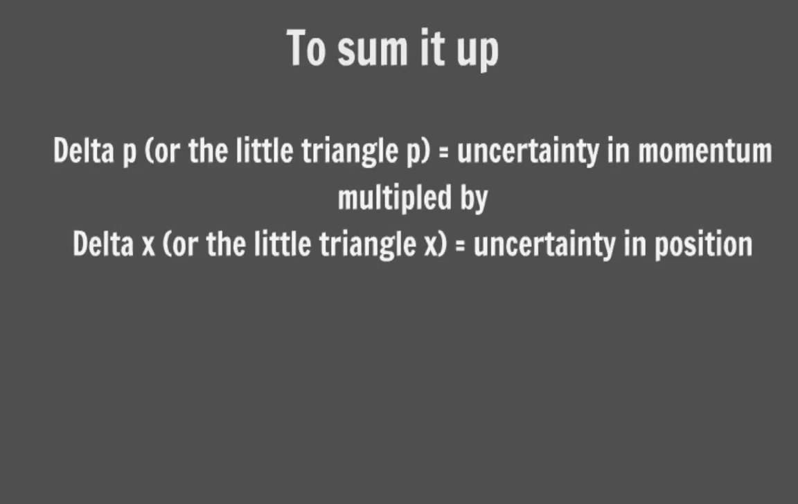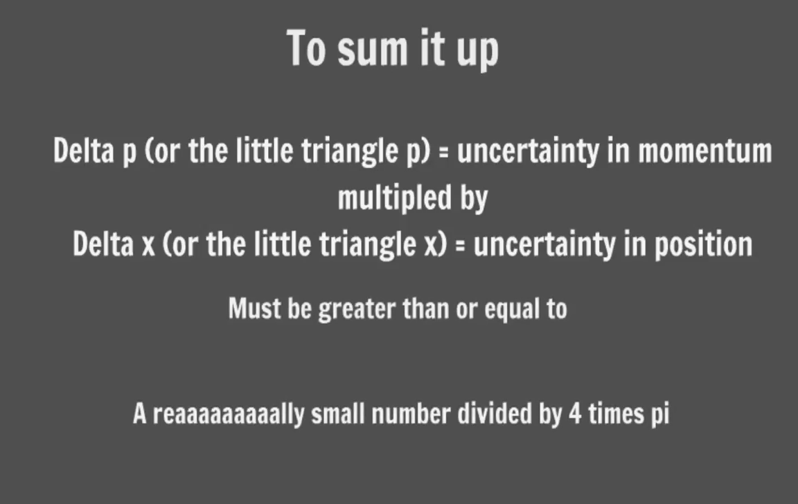Now, to put this in equation form, the uncertainty of its position is delta x, and the uncertainty of its momentum is delta p. So, the uncertainty of its position times its uncertainty of momentum must be greater than or equal to Planck's constant, an exponentially small number, which we will not quite dive into in this video.